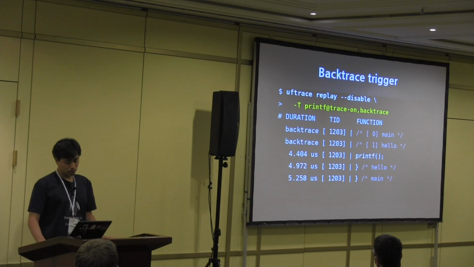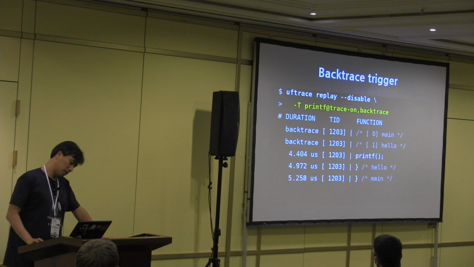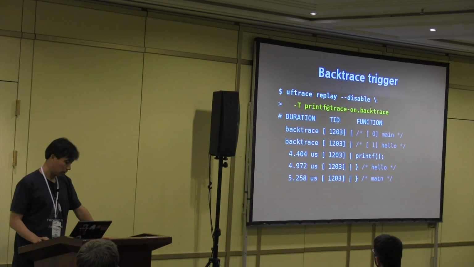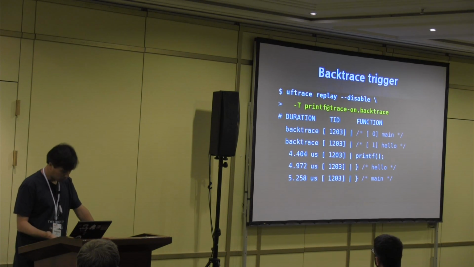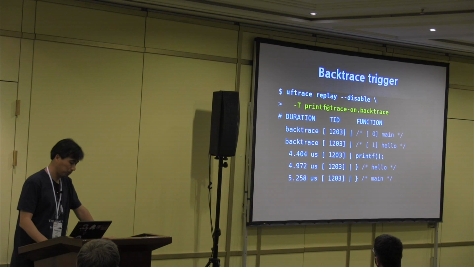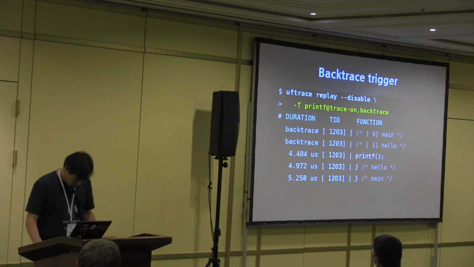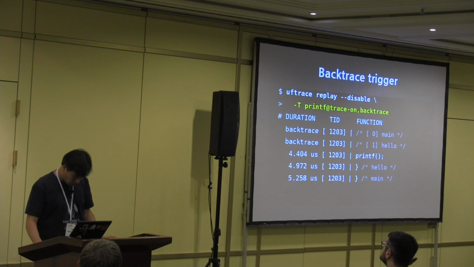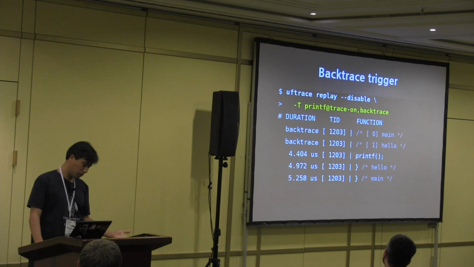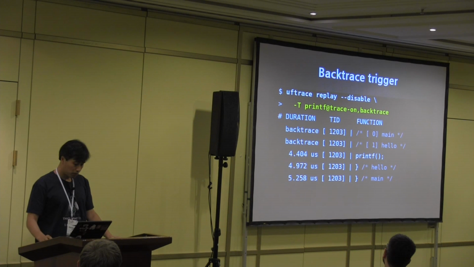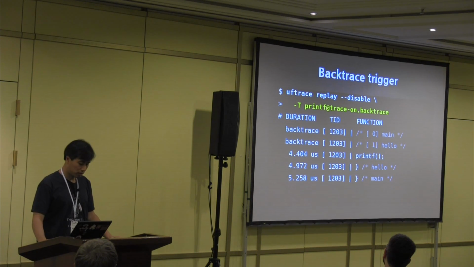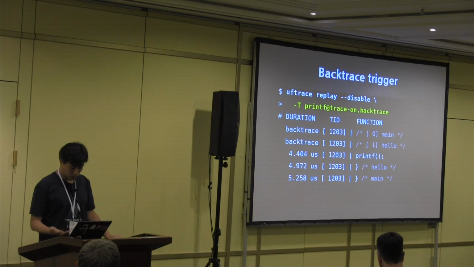And there's a backtrace trigger, which is used only at replay time. It shows the backtrace of a given function. It can be useful for some cases. In this case, it will be started with disable option, and printf function turns on the trace, and it will trigger to show the backtrace of the function. So you can see the printf is called from hello and then from main function.